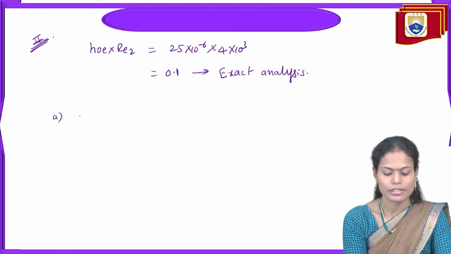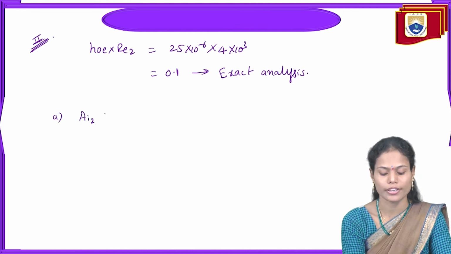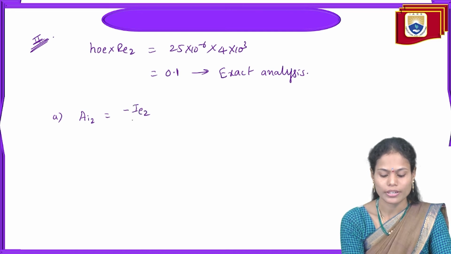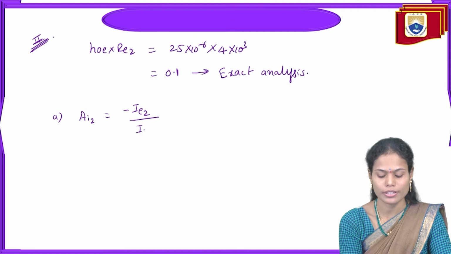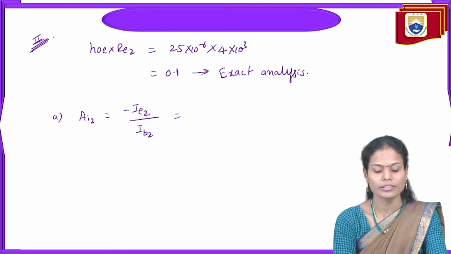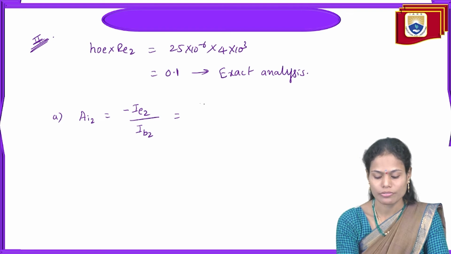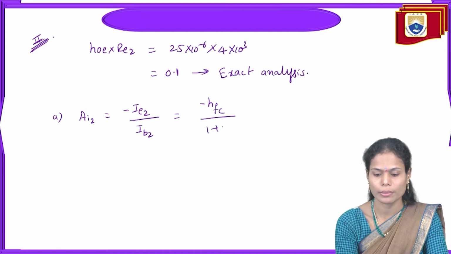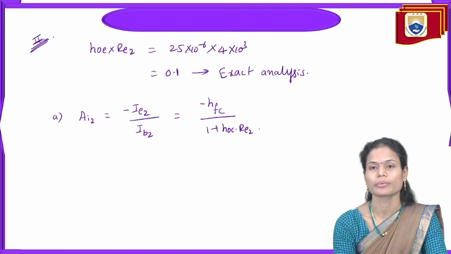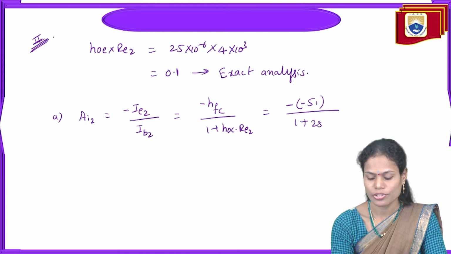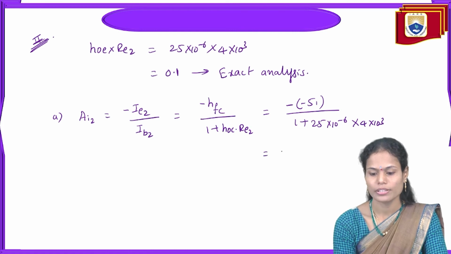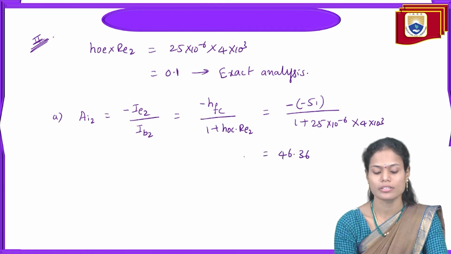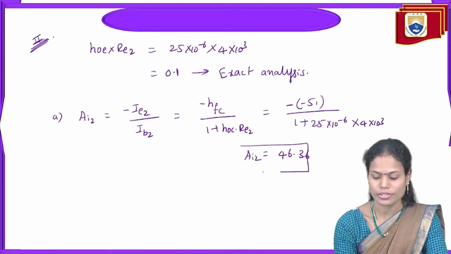While coming to the exact analysis, the current gain of the second stage AI2, I am taking as the output current of the second stage, the emitter current, and the input current is the base current. And the second stage is common collector. So that's why I am writing the formula in common collector configuration: minus HFC by 1 plus HOC into RE2. So the HFC value is minus 51 and the HOC value is 25 into 10 power minus 6 and the RE2 value is 4 kilo ohms. So we will get 46.36 as the current gain of the second stage.